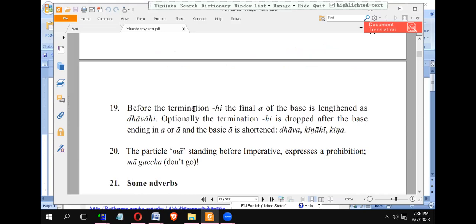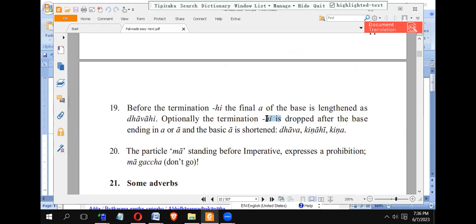Now this one, okay, come to note number 19. It says: before the termination hi, the final A of the base is lengthened as in dawa hi. This means that before the suffix hi, this A is lengthened. Lengthen means short A becomes long A, so it's called lengthen.